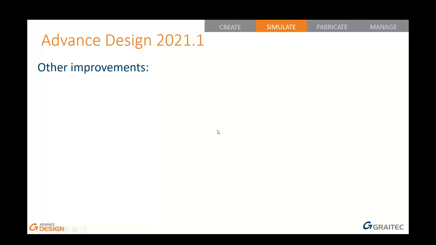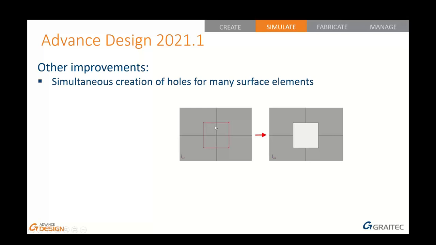This update also brings a lot of smaller but required improvements. Just a few words about some of them. When we create holes in surface elements, it is now possible to create a hole in multiple elements at once, based on a polyline that is cutting through several contours. Before, we had to create, as in that picture, four separate contours to define a hole in each of four planar elements. Now it can be done at once.